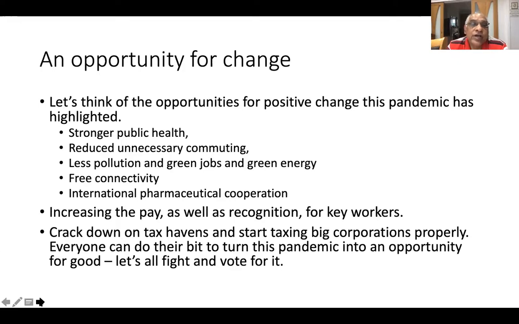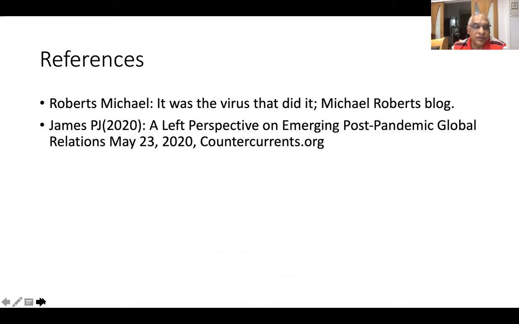So what we need is to struggle for stronger public health, reduced and unnecessary commuting, less pollution, green jobs and green energy, free connectivity, international pharmaceutical cooperation, and of course, increased pay as well as recognition for key workers. There is an opportunity now for governments, if they are willing, to crack down on tax havens and tax big corporations properly. So let us all do our bit to turn this pandemic into an opportunity for good. Let us all fight and vote for it. Thank you very much.